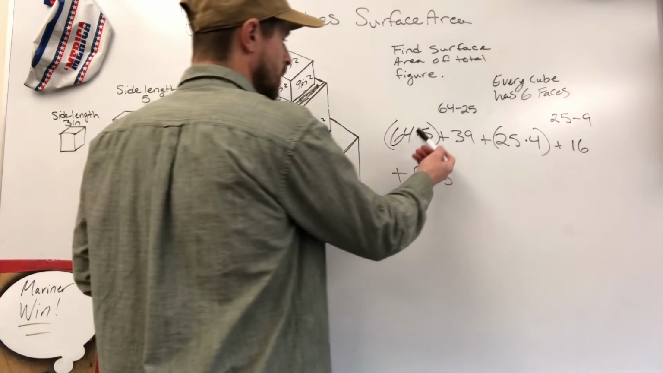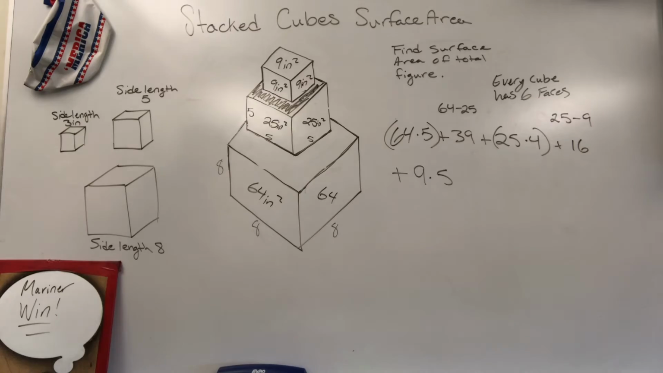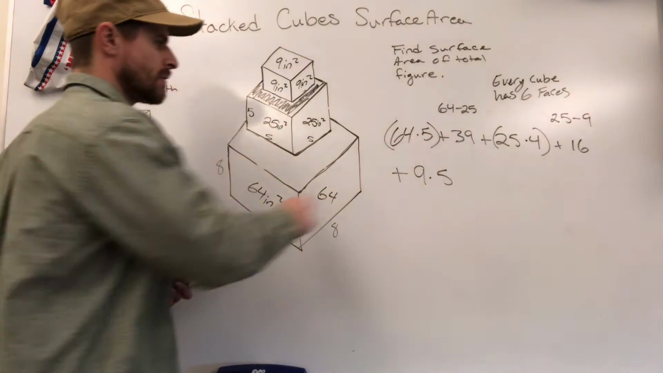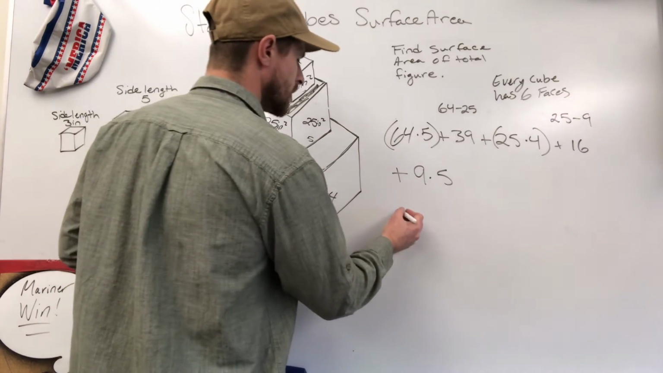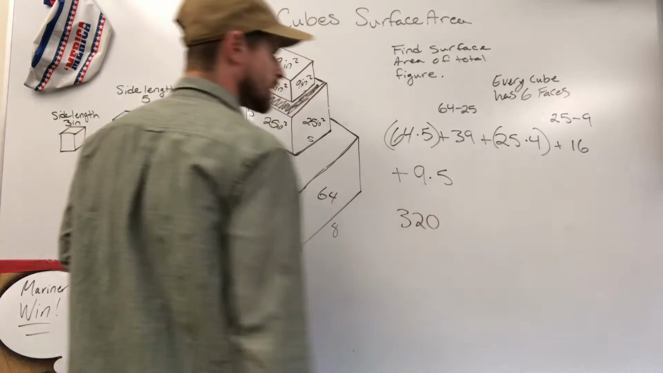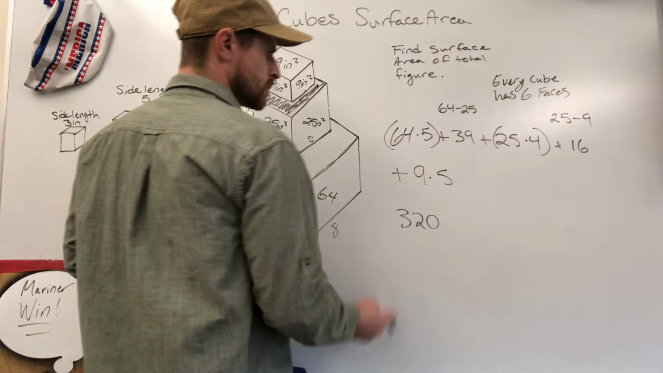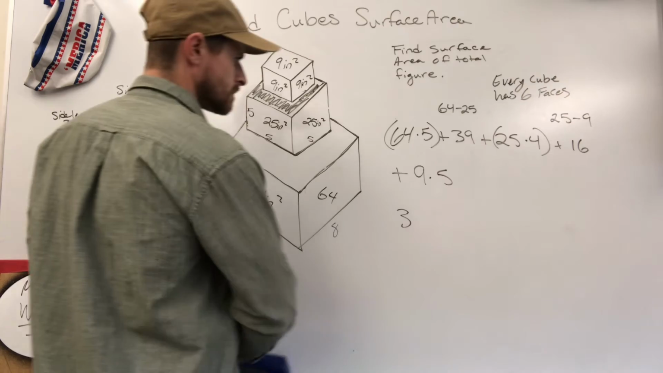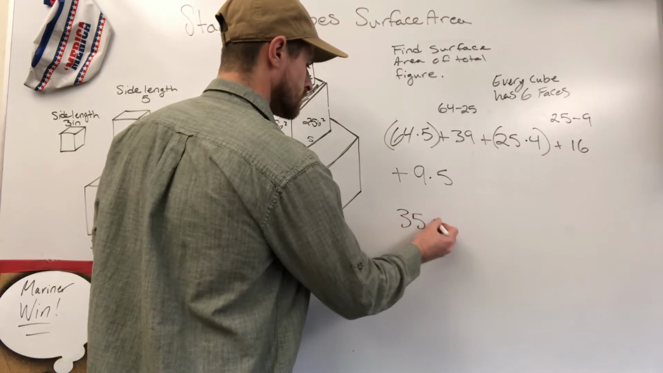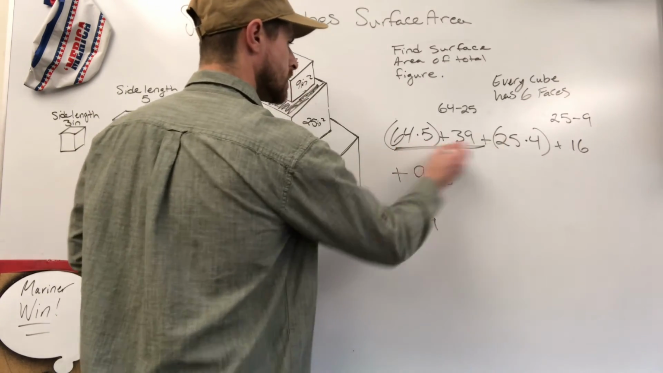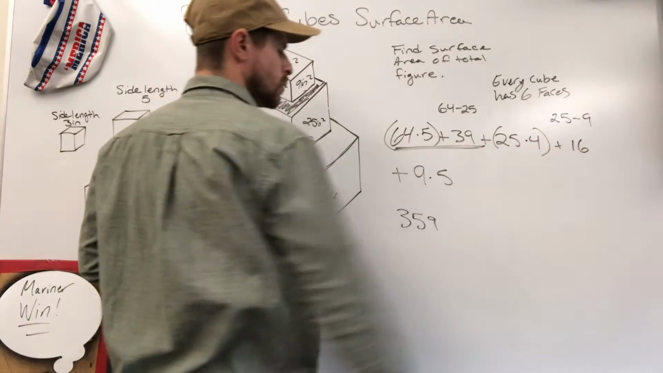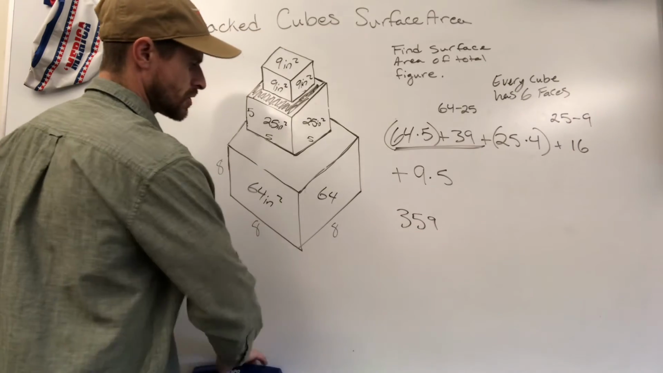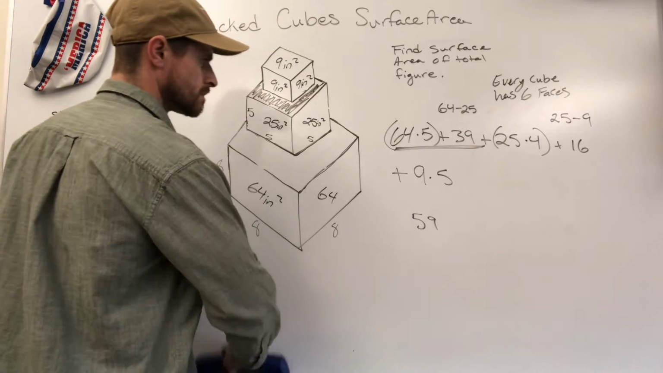So 64 times 5, think about what 64 times 5 is. 64 times 10 gives me 640. Cut it in half because you're only multiplying by 5. That leaves you at 320. Plus 39. Well, plus 39 to 320, that's just going to give you 359. Taking care of these two parts. 25 times 4, we love 25 times 4 because that's just 100. So add 100 to 359, that just turns it to a 459.